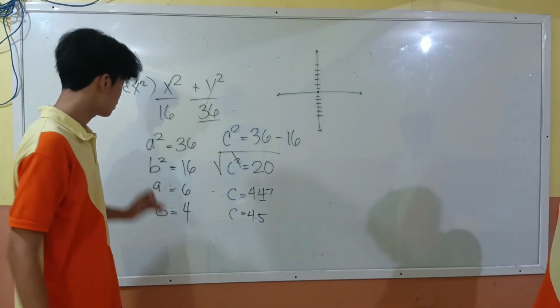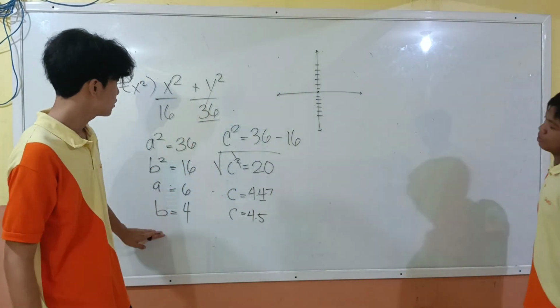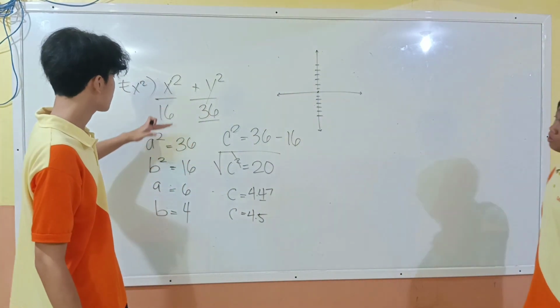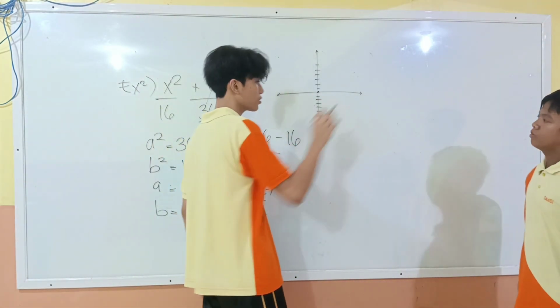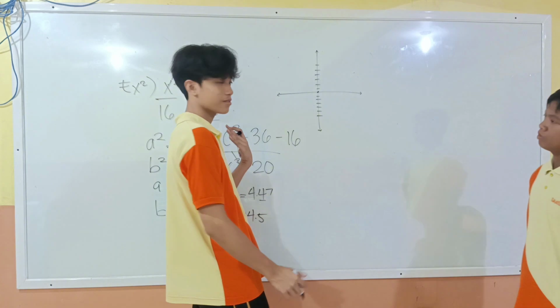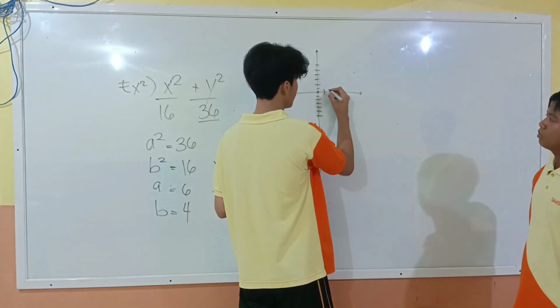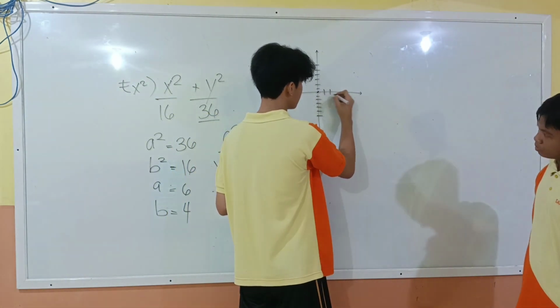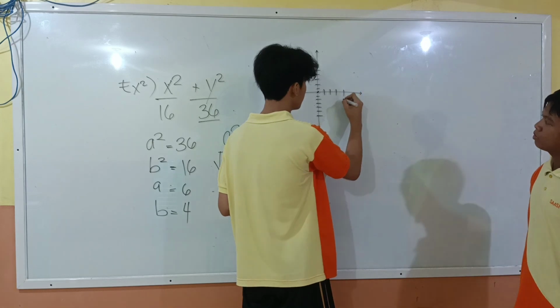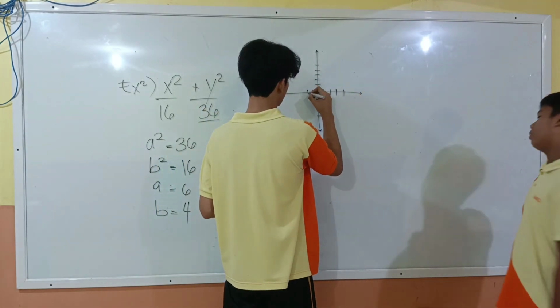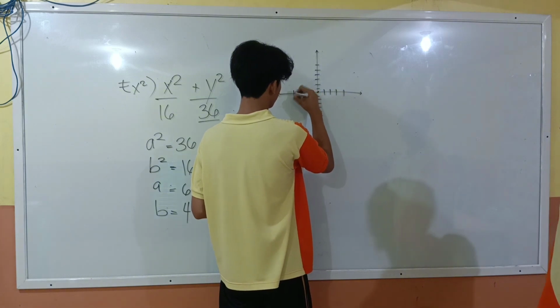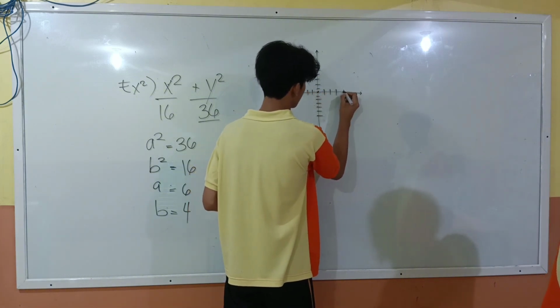Then we get our co-vertex, which is b. So the lower value is on x. So we go 4 going to the right, then 4 going to the left. So positive 1, positive 2, positive 3, positive 4. Then going to the left, negative 1, negative 2, negative 3, negative 4. That is where our co-vertex is.